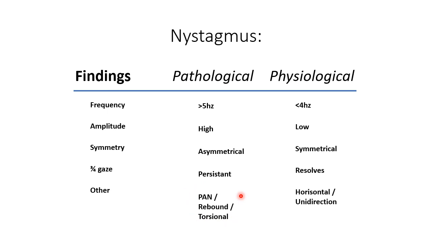And then these are some variants that you will see with jerk nystagmus that's always pathological, as opposed to physiological nystagmus, which typically has a horizontal and unidirectional component.